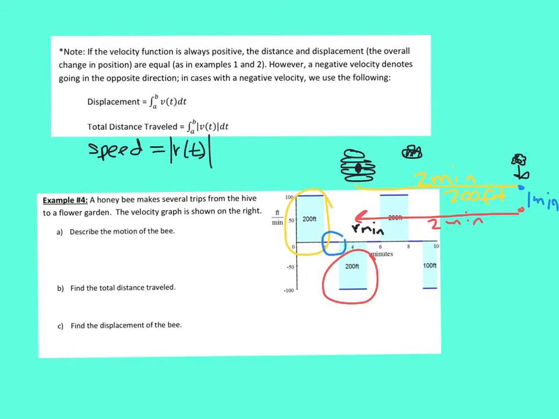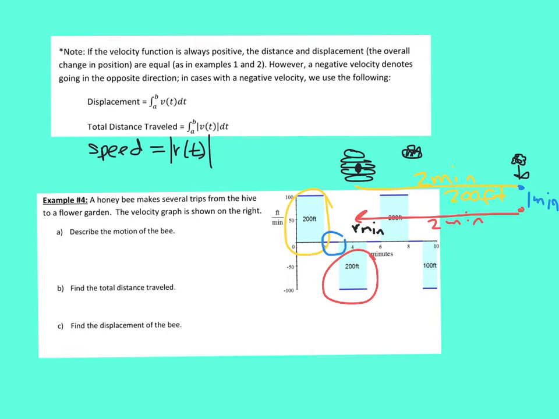I'm not going to write everything else out. I'm hoping you get the idea of what's going on here. But basically what this graph is showing is that when there's a positive velocity, that means the bee is going in a forward direction, which I'm assuming is from the hive to the flower garden. When there's a negative velocity, as is in red, that means the bee is going in the opposite direction. And when there's 0 velocity, that means the bee is stopped. So I'm hoping you get the idea of what's happening there.